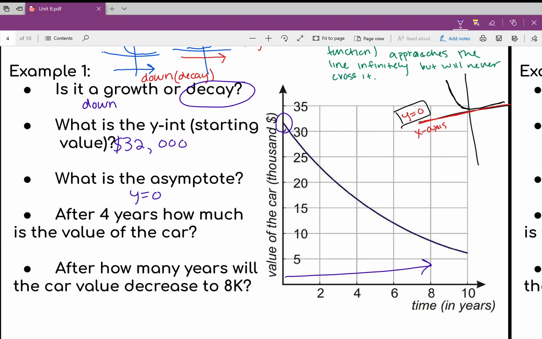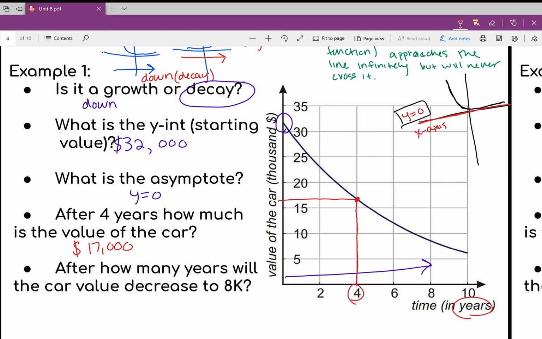Okay, the next question says, after 4 years, how much is the value of the car? So we're going to find 4 on years. Remember, years are down here, so here's 4. And then we have to find where this 4 touches the line on the graph. So it touches it about right here, which is about, let's say, 17,000. So after 4 years, the car, which originally was 32,000, is now only valued at 17,000.